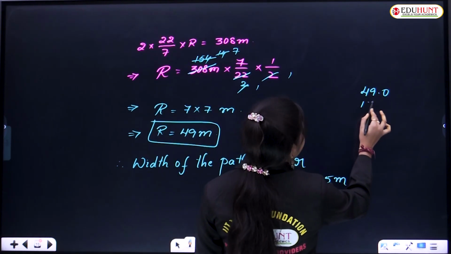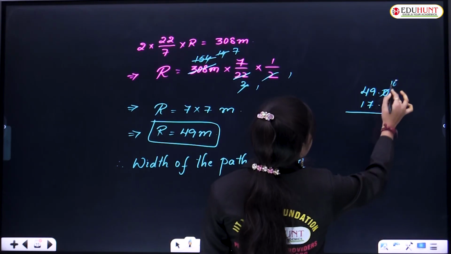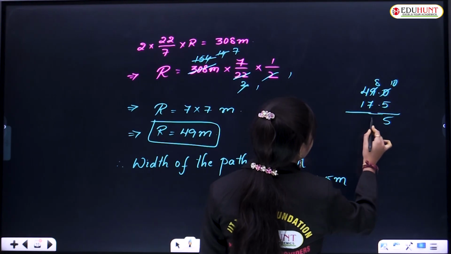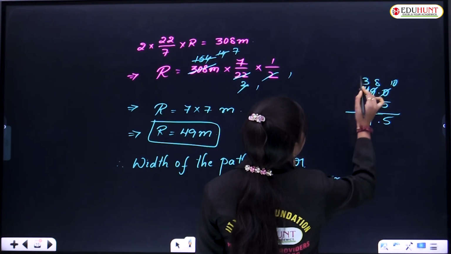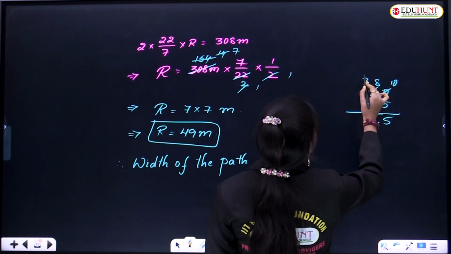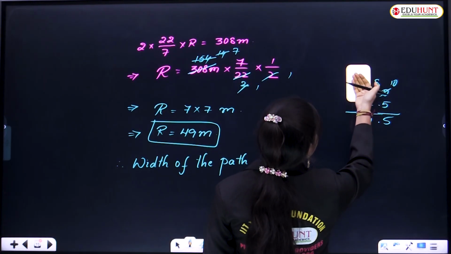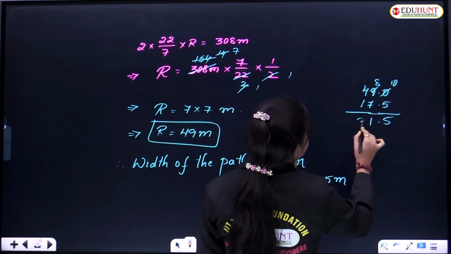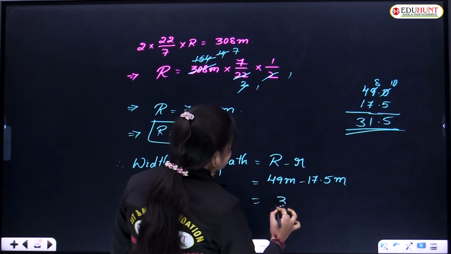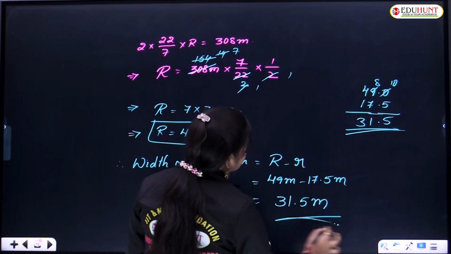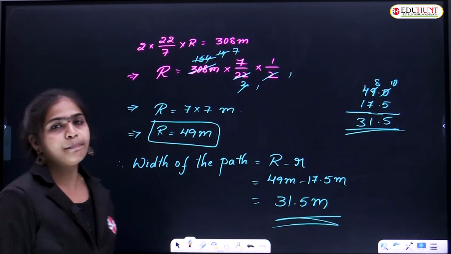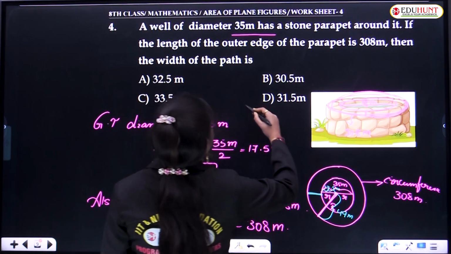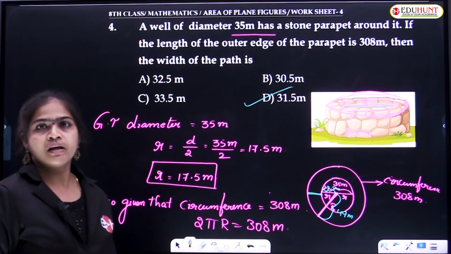49.0 minus 17.5. 10 minus 5 is 5. And here 8 minus 7 is 1. And here, sorry, 4. 49 and here 17.5, 4 minus 1 is 3, so 31.5. Final answer is 31.5 meters. This is the width of the path. Finally, this answer is there. See here, 31.5 meters. Option D is satisfying.